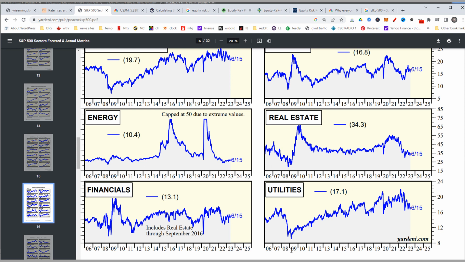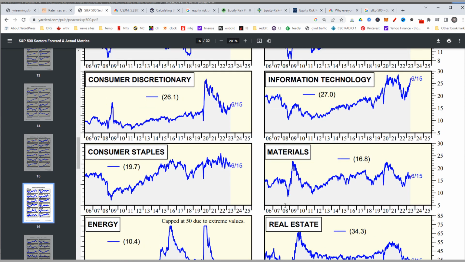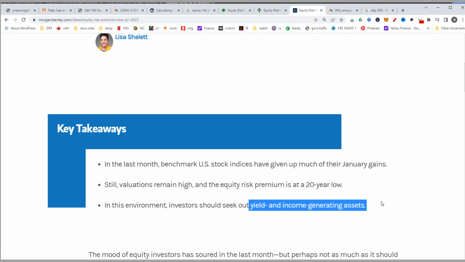So the stock market works in cycles. It's good to keep in mind that just because you missed a huge rally doesn't mean you should go chasing after it. There's going to be a pullback at some point. Meanwhile, now is probably a good time to look at other alternative investments out there, like bonds or real estate, or yield and income generating assets, as Morgan Stanley says.